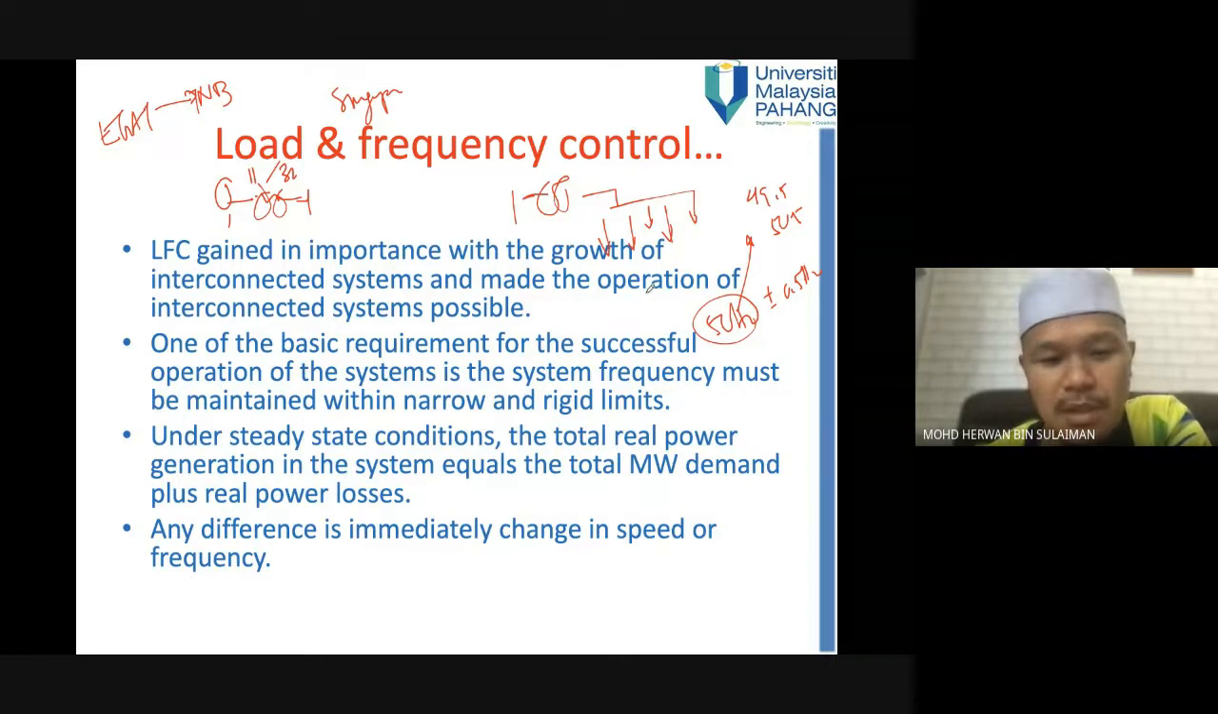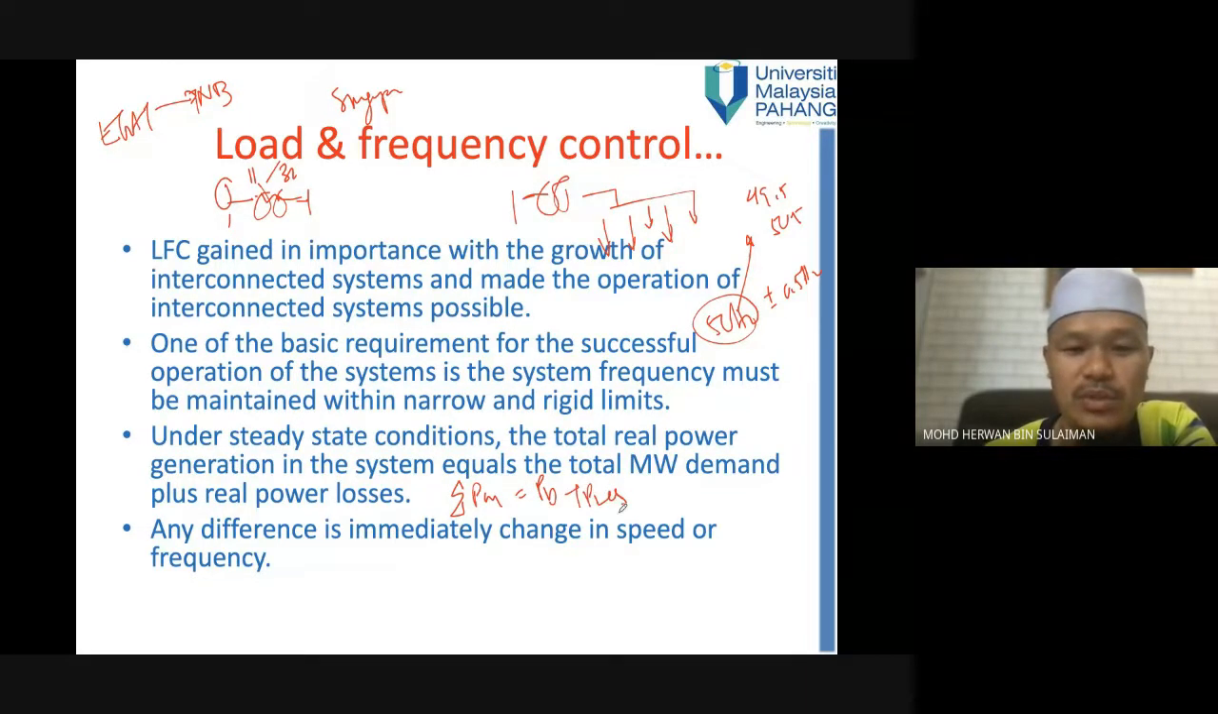Okay. And then normally when we talk about the system under steady state conditions, the total real power generation is normally equal to the real power demand. Ni yang kita belajar dekat economic dispatch, mana you punya PGi must be equal to P demand plus P loss, kan, equality constraints. So under steady state, the total real power generated must be equal to demand plus loss. Okay, so any difference, kalau ada berlaku perubahan, it is immediately changed in speed or frequency at the generation level. Okay, so that's why when we talk about load frequency, maknanya instead of kita tengok pada system overall, basically kita akan tengok pada sistem generator tu sendiri. So what happened to the rotor, the frequency, speed dan sebagainya.